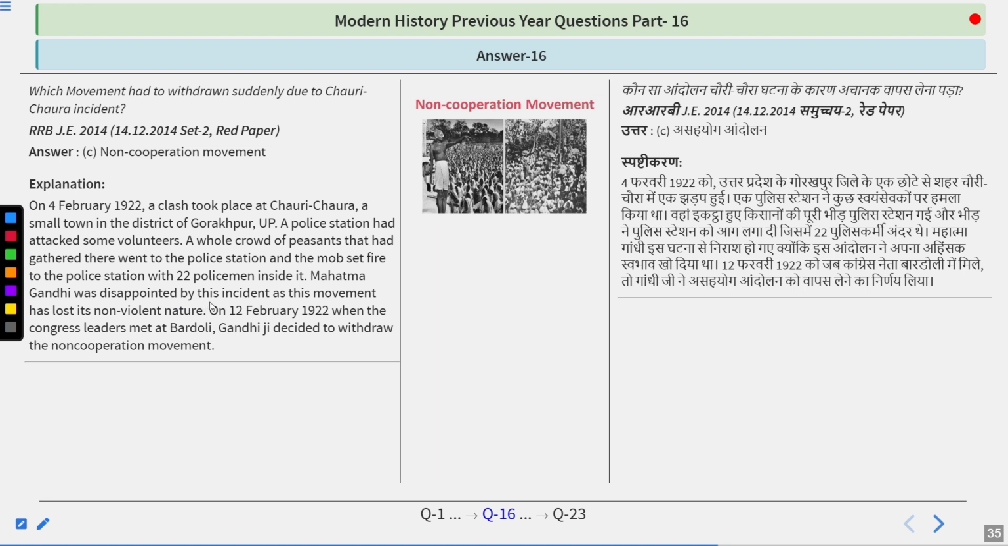Mahatma Gandhi was disappointed by this incident as the movement had lost its non-violent nature. On 12th February 1922, when the Congress leaders met at Bardoli, Gandhiji decided to withdraw the non-cooperation movement. The answer is option B or C.